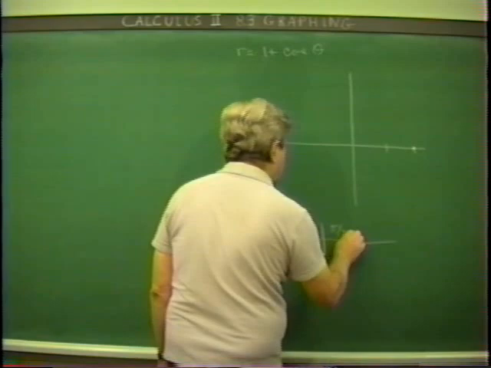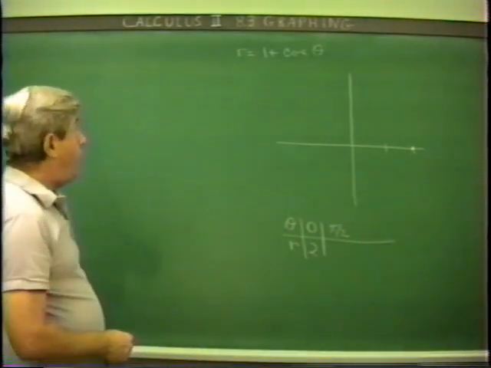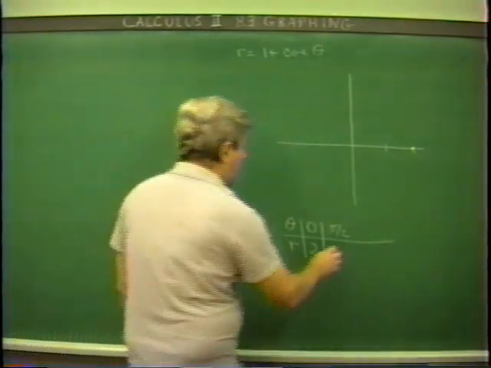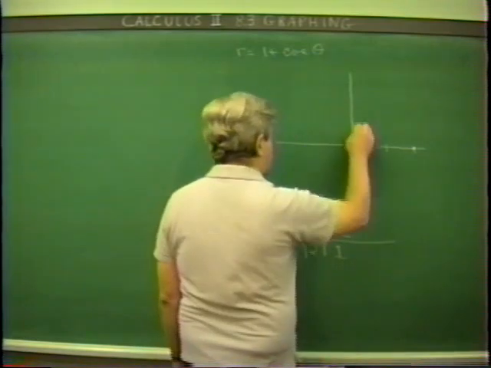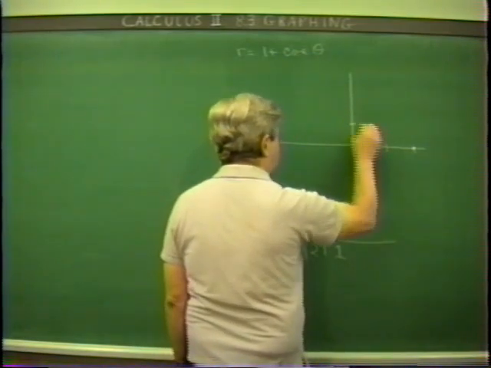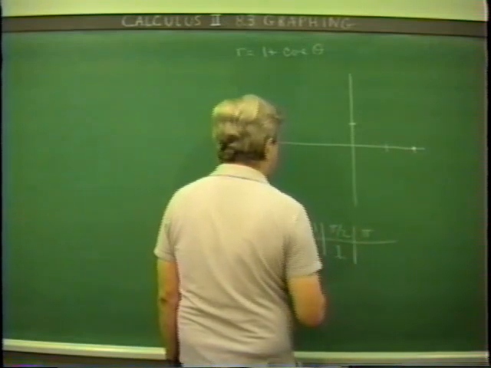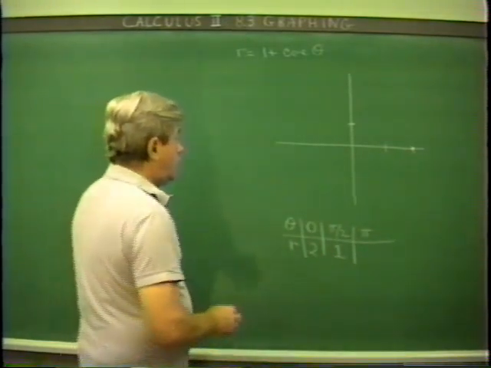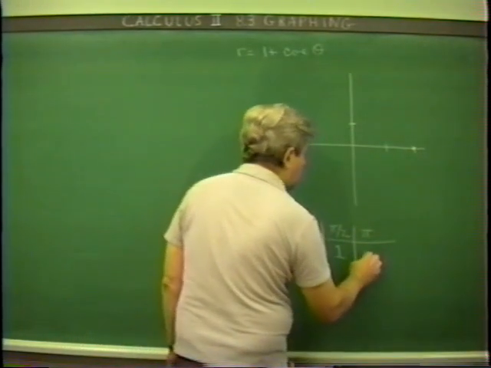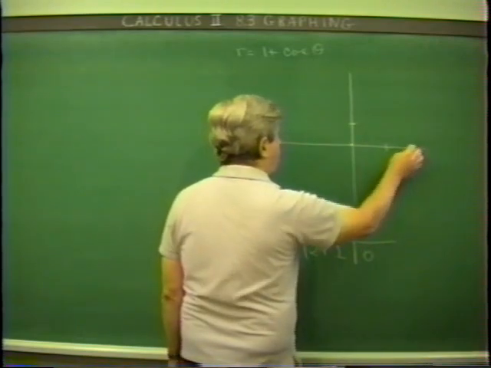When theta is equal to pi over 2, cosine theta is equal to 0, and so r is equal to 1. So this is a point on the graph. When theta is equal to pi, cosine theta is minus 1, and r is equal to 0. And so this is a point on the graph.